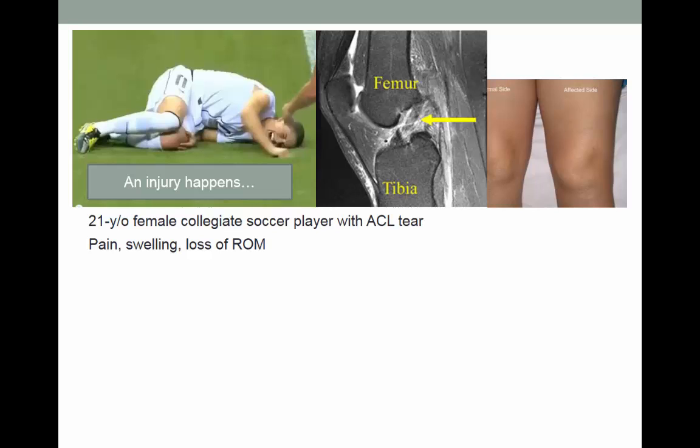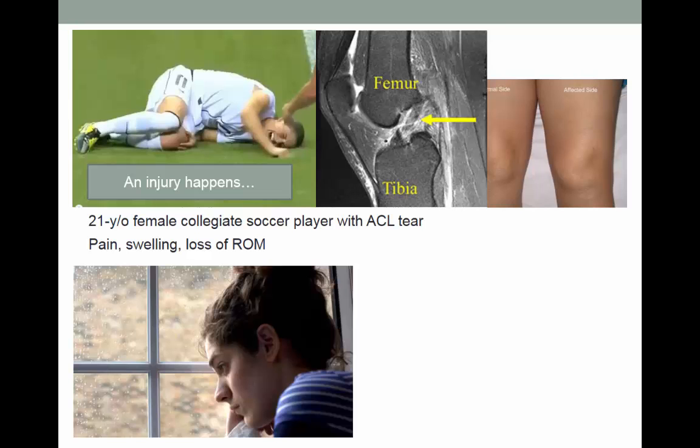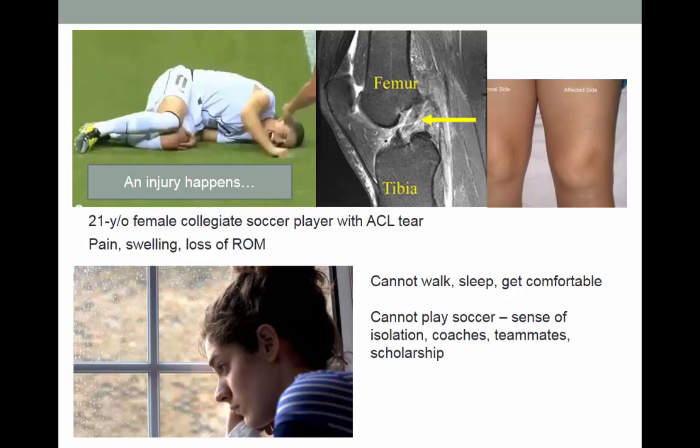She cannot sleep or get comfortable. Due to her injury, she can no longer continue to play soccer. This results in a feeling of isolation from her coaches, teammates, and a possible loss of scholarship. This is her senior year. She wants your advice. She asks you as a clinician if she should redshirt and postpone her graduation, or should she do something else? How would you advise her? How do you know what's right?